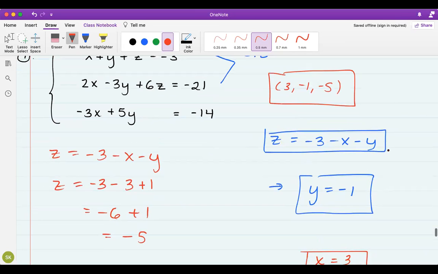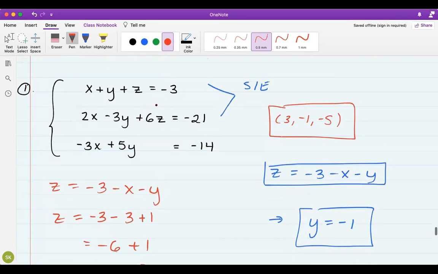Now, in case you didn't circle this, or you have a hard time finding where z is equal to something, or if you didn't even use substitution, let's say you used elimination, then just plug it into one of these equations. So one of these two to solve for z.